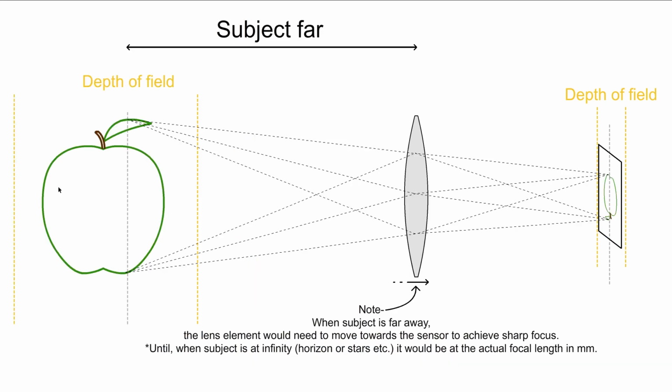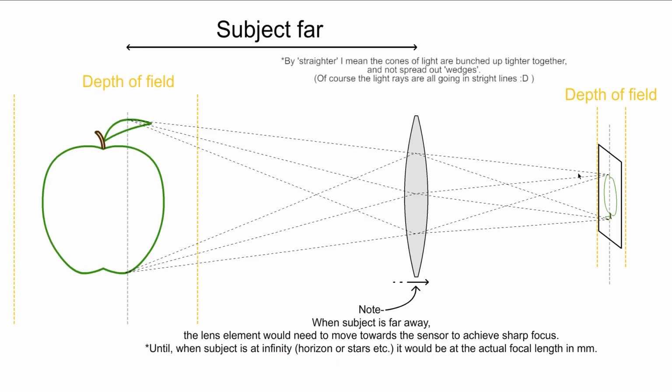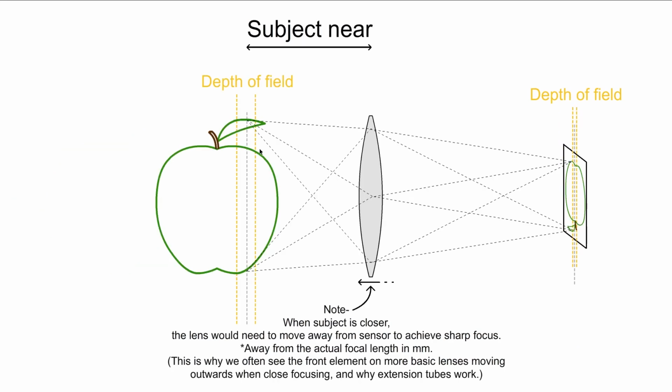Okay, so now we have our subject far away. Let's imagine this apple is over there, off screen, quite a ways. This illustration doesn't do it too much justice, but I didn't want to complicate things by changing the scale. But imagine that the apple is far away and these light rays are now coming in much straighter lines from the subject. They're coming in as more spiky lines, once again, compared to our near subject. They're much reduced down and pointier, and that's giving us our deeper depth of field. So when the object is far away, we will have a deeper depth of field than if it is close.